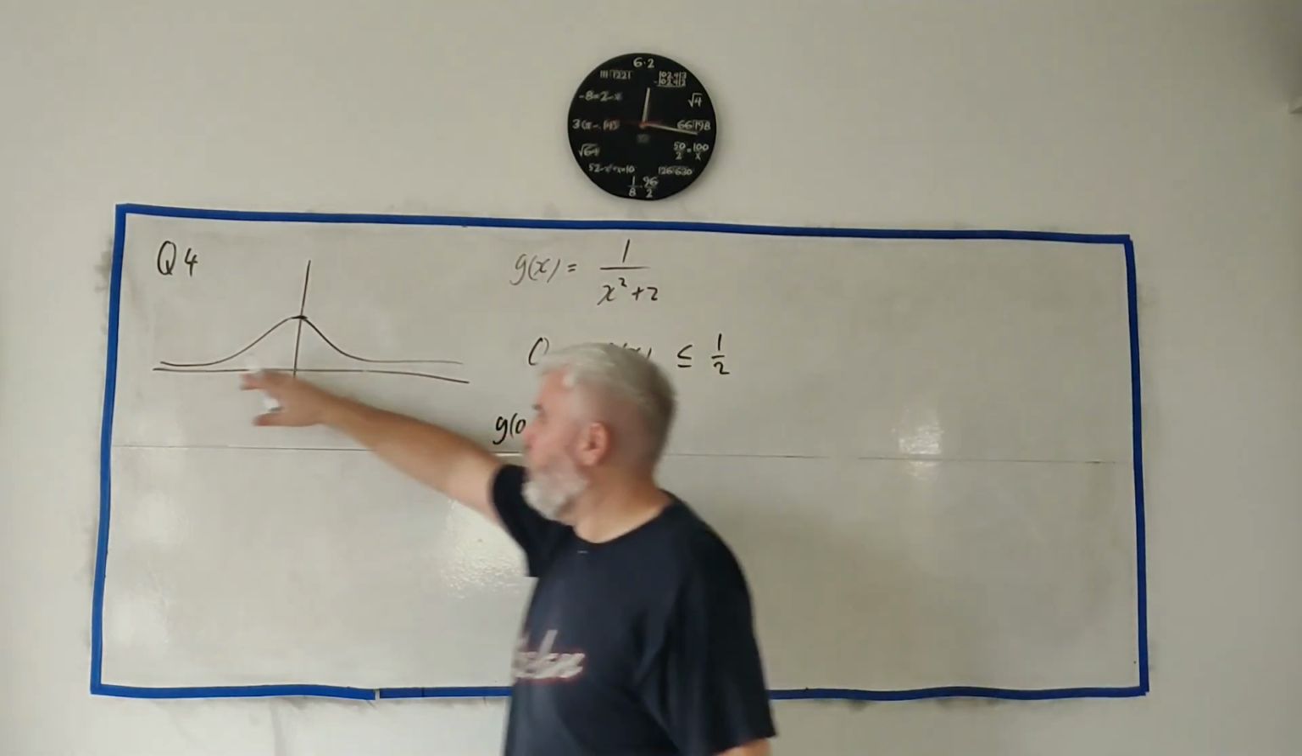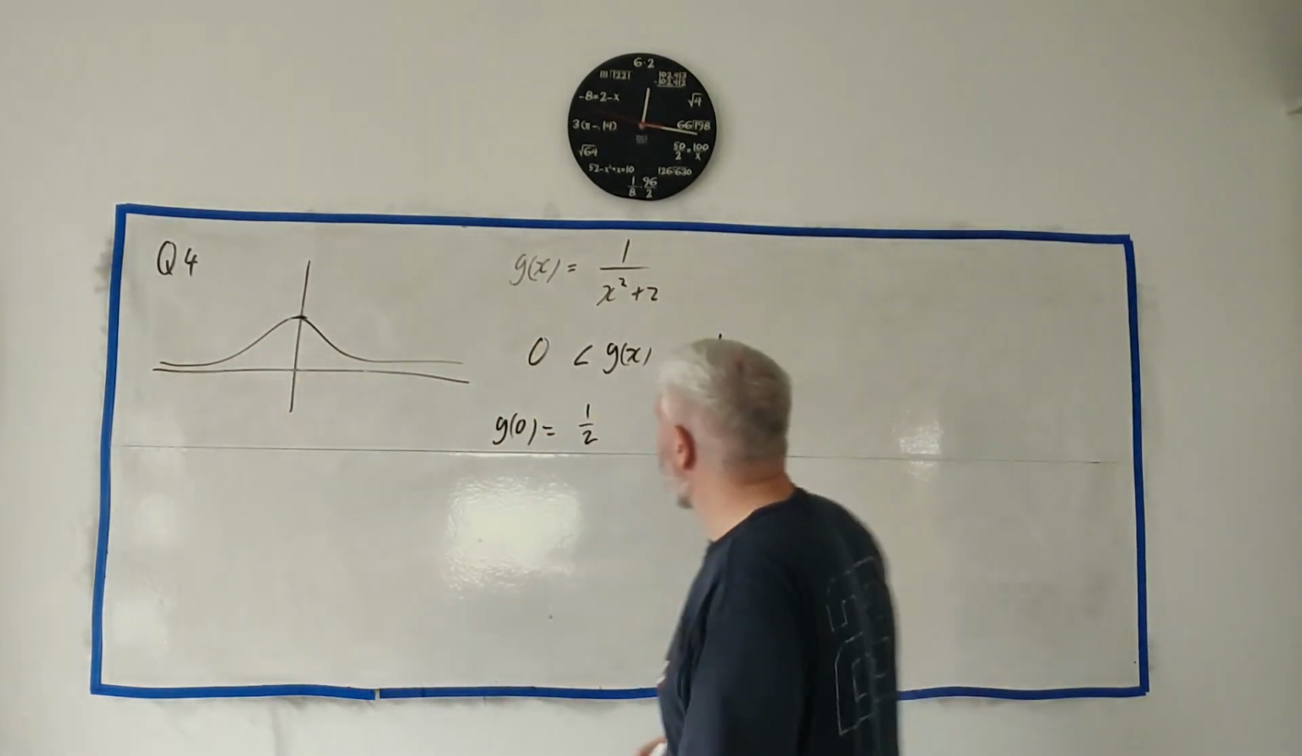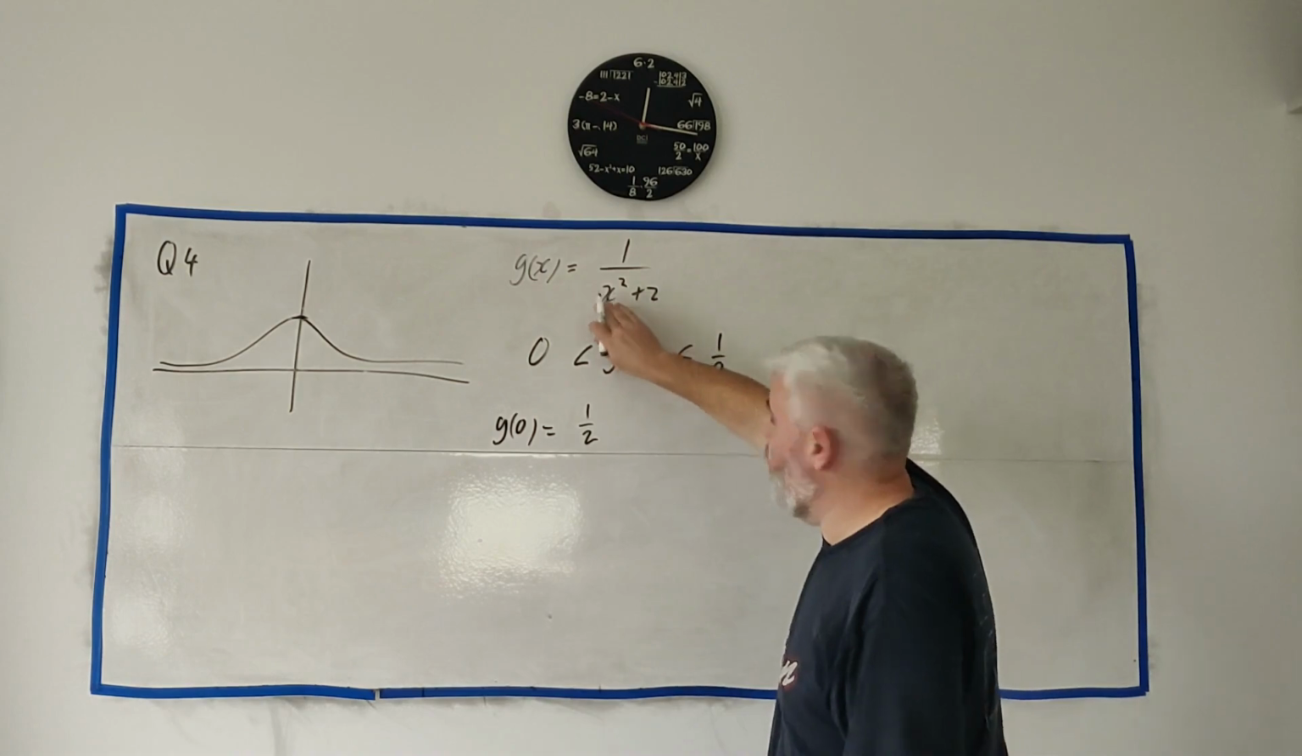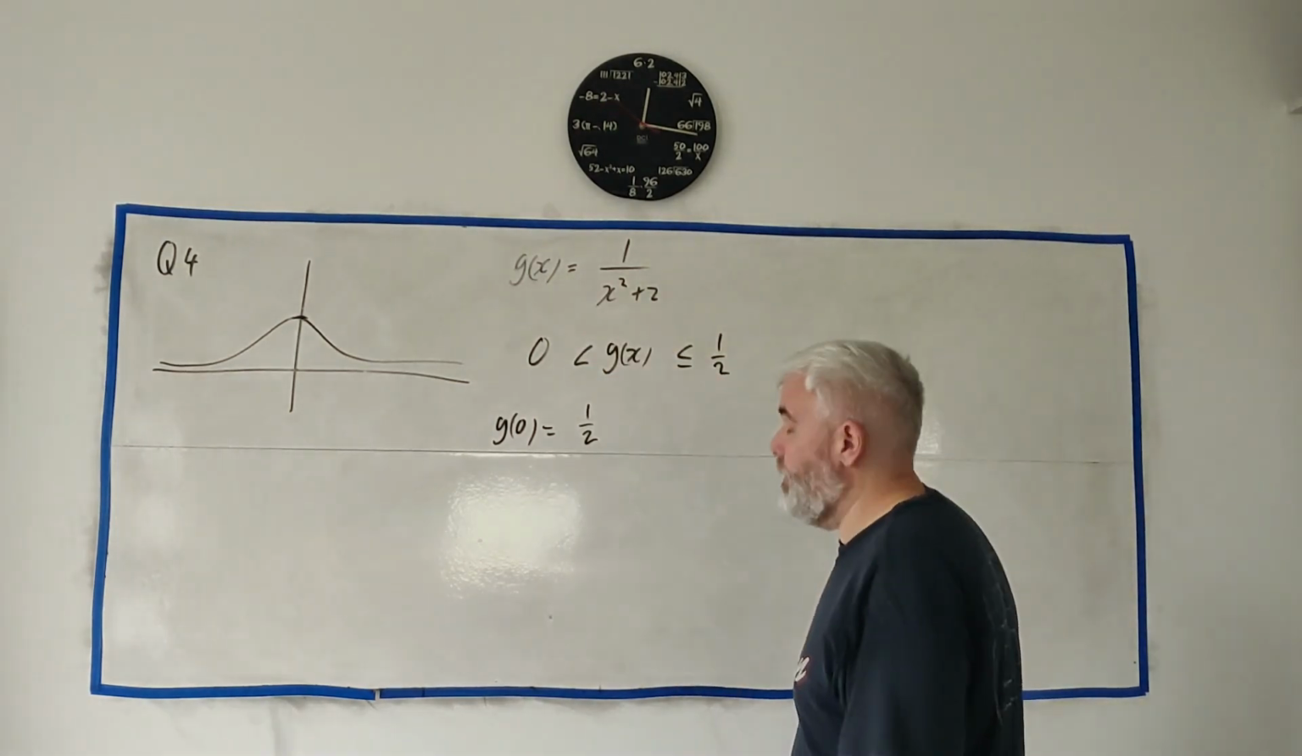I would just want to talk about, does it get to 0? We can put some numbers in. We can put 100 in. 100 squared is 10,000.